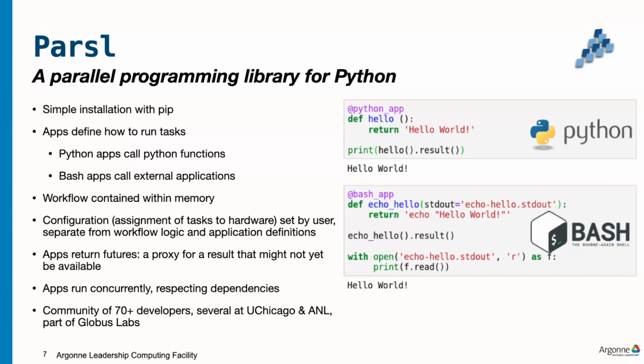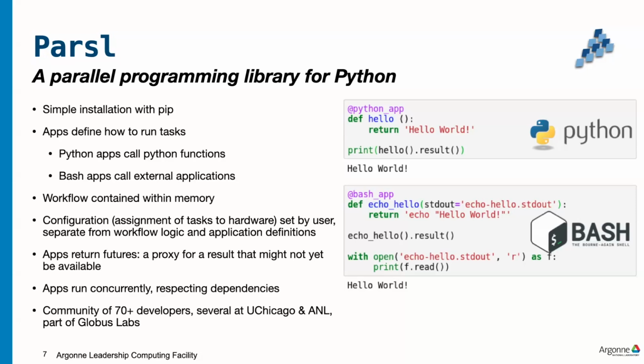So what is Parsl? It's a parallel programming library for Python. So this is a Python-based tool. You can install it with pip. If you wanted to create an environment with Parsl, you would just need to activate our frameworks module, and you can create a Python virtual environment where you can pip install Parsl. Even though it's a Python-based tool, you can run any application with Parsl.